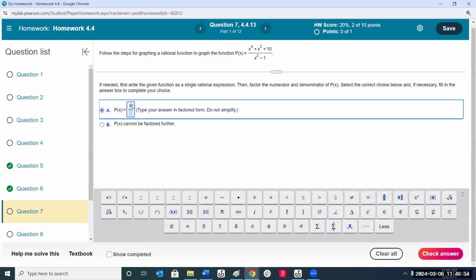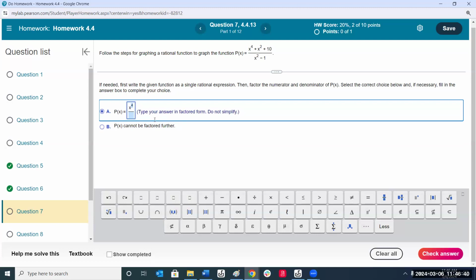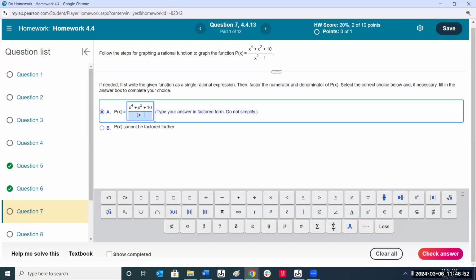x to the fourth. Nope. Plus x squared plus 10 over x plus 1, x minus 1.